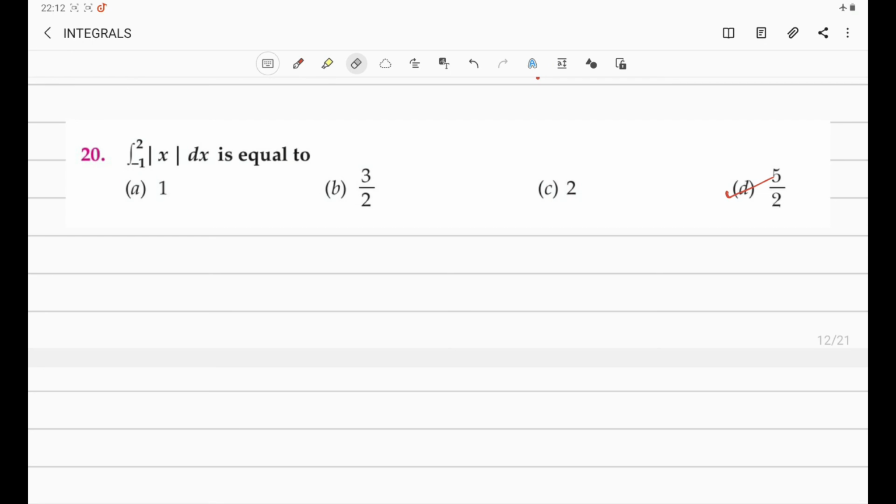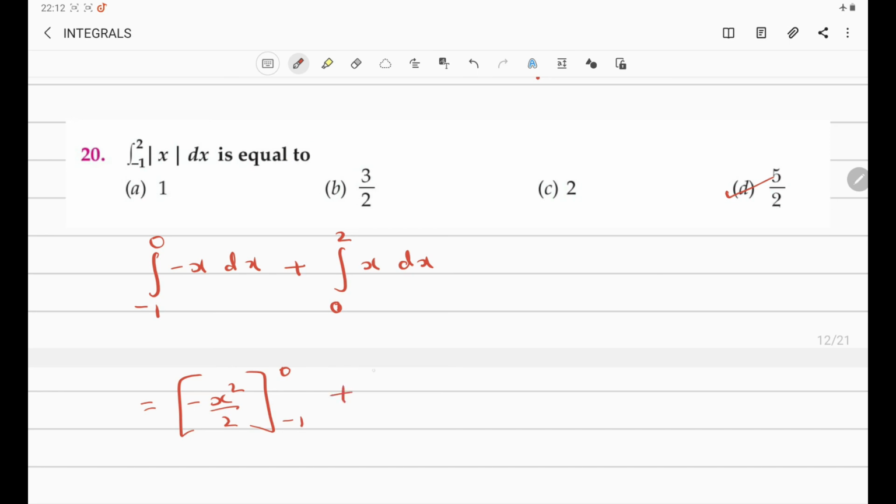Question number 20, integral minus 1 to 2 modulus of x dx is equal to. We know that modulus of x changes its definition at 0. So this can be written as integral from minus 1 to 0, modulus of x is minus x dx, plus integral 0 to 2, modulus of x becomes x dx. So we can simplify this by writing it as minus x square by 2, putting the limits 0 and minus 1, and integral of x is x square by 2 and putting the limits as 2 and 0.